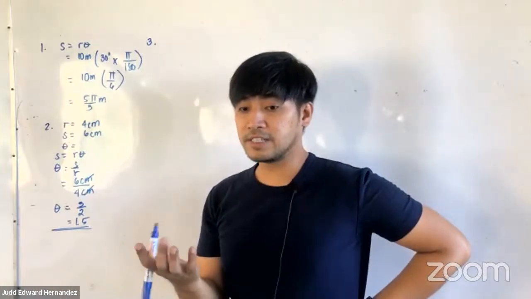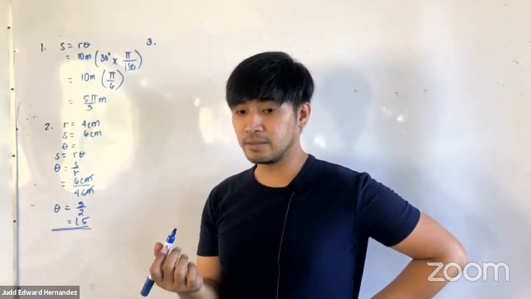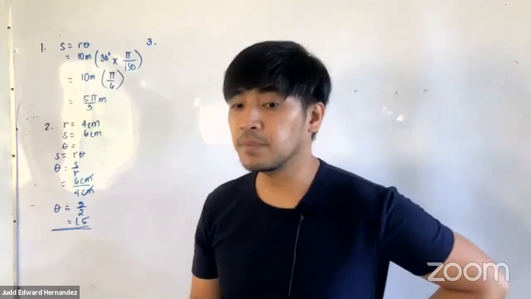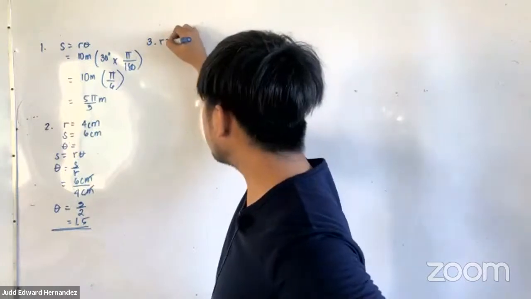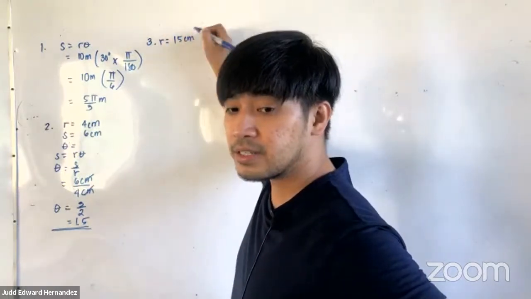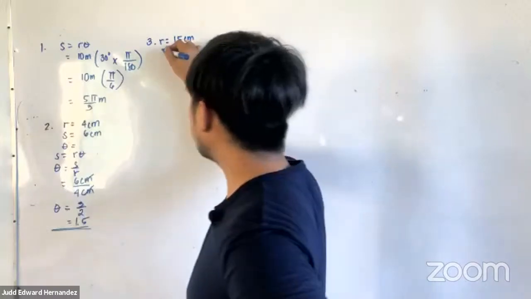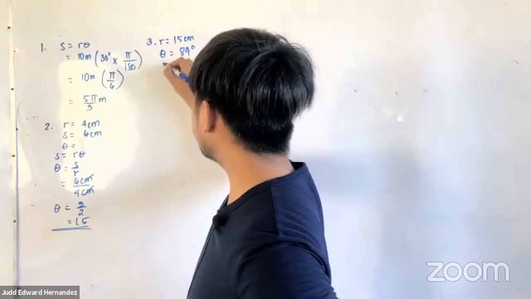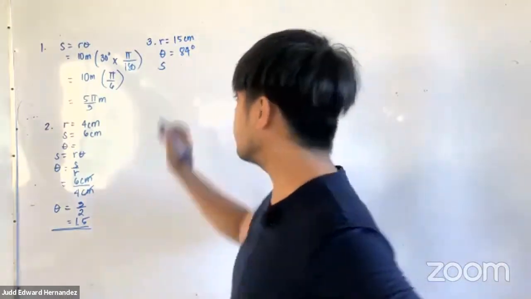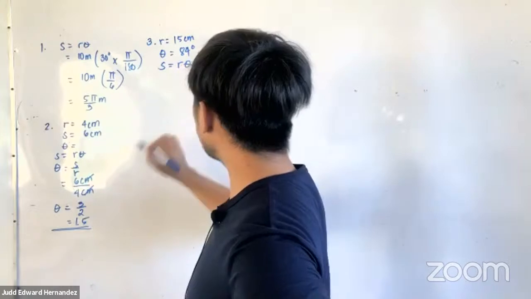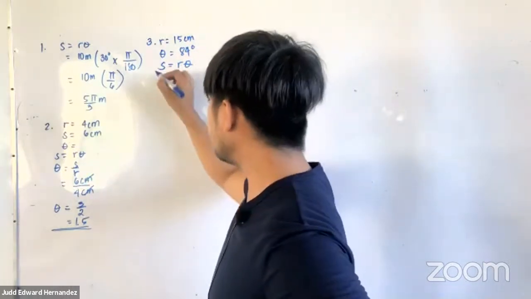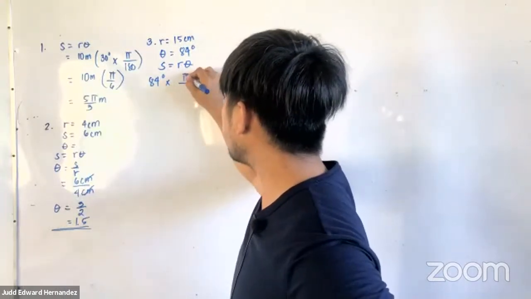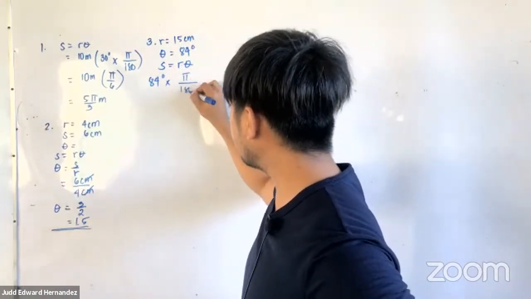find the length of the arc of a circle with radius 15 centimeters that subtends a central angle of 84 degrees. Okay. So for this one, we are given R, which is 15 centimeters, subtends a central angle of 84 degrees. Theta is equal to 84 degrees. Therefore, we're asked to get again the length of the arc. So S is equal to R theta, but then the theta given is in degrees. We need to convert 84 degrees first into radians, and that becomes 84 degrees times pi over 180.